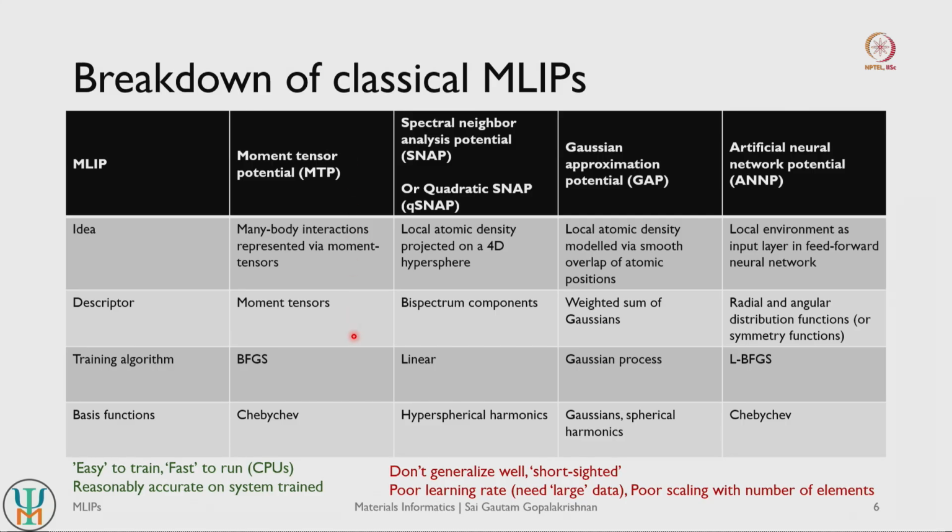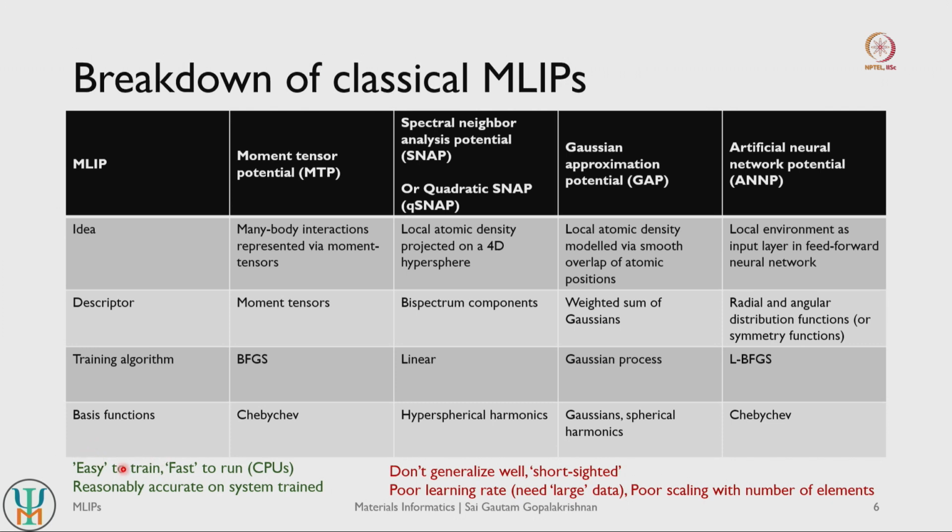We will take a deeper look at the moment tensor potential in the upcoming slides. But once you understand moment tensor potentials, it is sort of easier to extend that understanding to other potentials. So SNAP, GAP, and ANI and P. Moment tensor potentials give us a nice mathematical framework to understand how the fingerprinting exercise is done. And just to summarize some of the strengths and weaknesses of classical MLIPs, machine learned potentials.